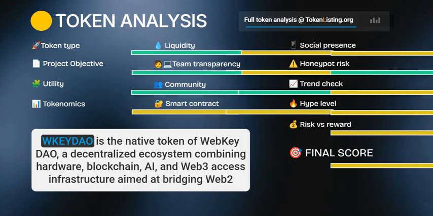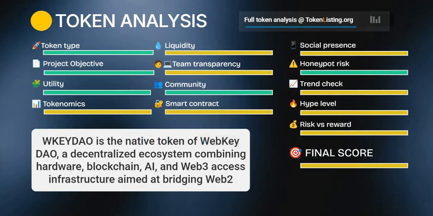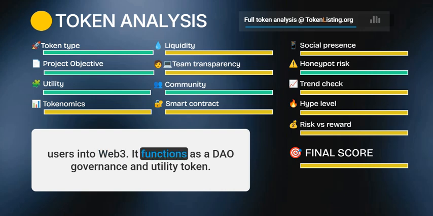Token type. Key DAO is the native token of WEBKEY DAO, a decentralized ecosystem combining hardware, blockchain, AI, and Web3 access infrastructure aimed at bridging Web 2 users into Web 3. It functions as a DAO governance and utility token.